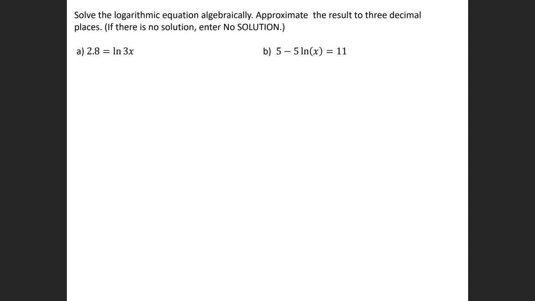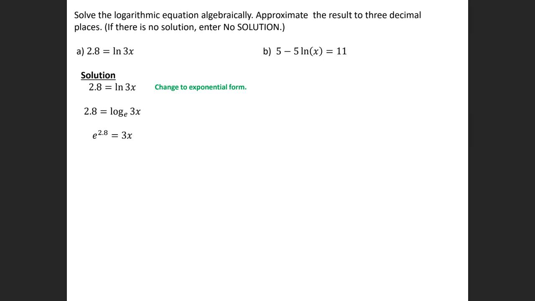All right, let's go ahead and do these two. Solve the logarithmic equations algebraically. And then, again, the second answer would be to approximate the result to 3 decimal places. So let's do A. 2.8 is equal to the natural log of 3 to the x. The first thing that I'm going to do, just so you can see it, you don't have to, because there are ways of applying the inverse logs automatically, but I also like to practice converting to exponential form, because you have a lot of homework problems that require you to do that. So let's just practice changing to exponential form.